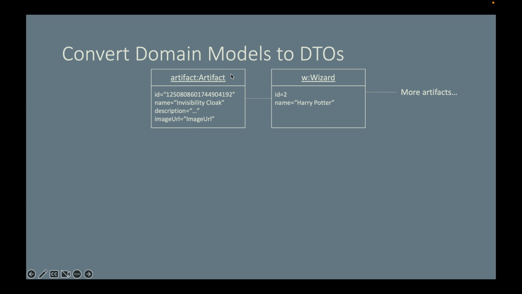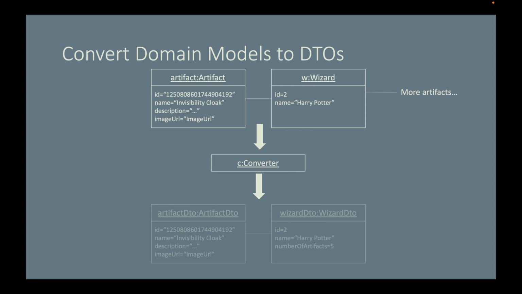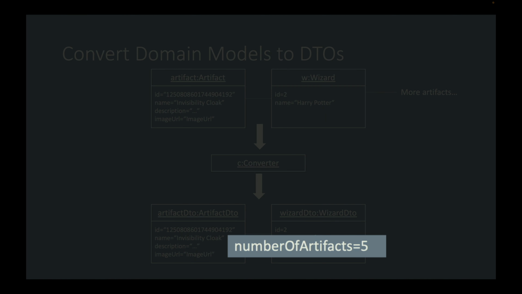Instead of returning the found artifact directly to the client, we will convert both the found artifact and its owner wizard to DTOs. As you can see, the artifact DTO is pretty similar to the artifact, but the artifact DTO is associated to wizard DTO. Wizard DTO has ID and name, but wizard DTO does not have a field called artifacts. Instead, it has a third field called number of artifacts, for example, equal to 5.